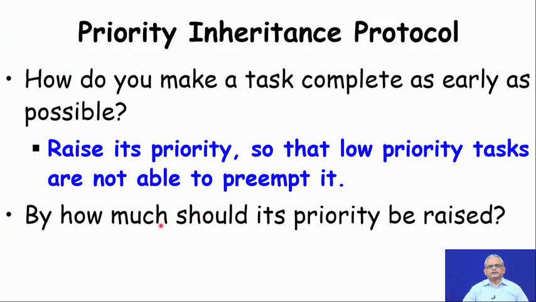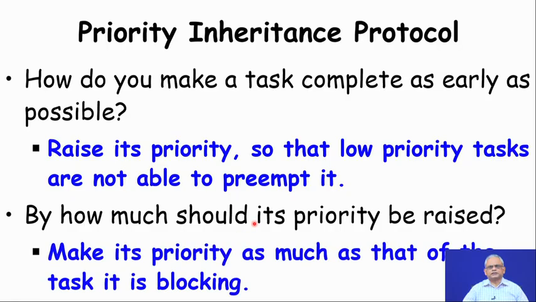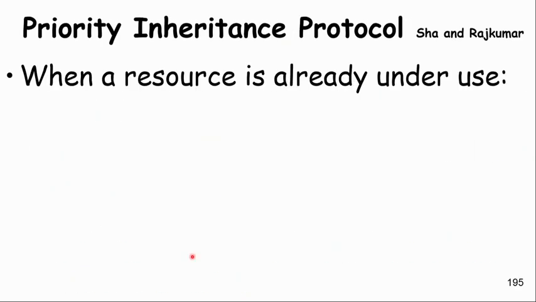Let us try to answer that question. By how much should the priority of a low priority task, once it is executing its critical section, be raised? The answer is to make the priority of the low priority task as much as the task that is waiting for the resource, and therefore, the intermediate priority task cannot preempt this low priority task anymore.